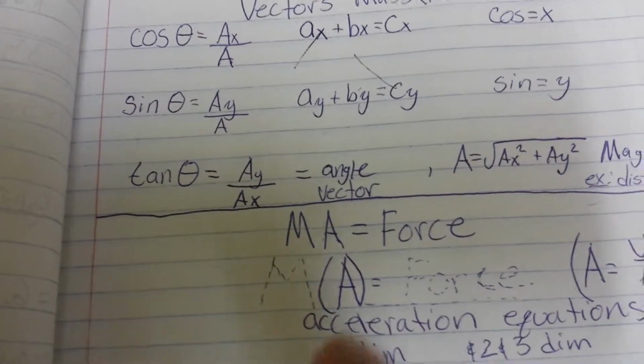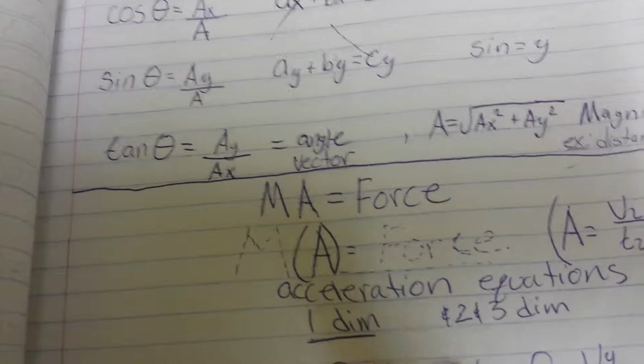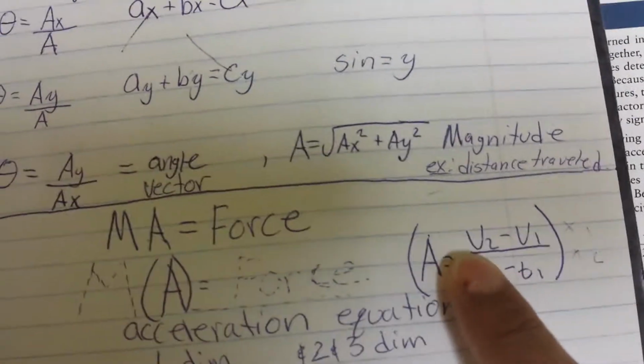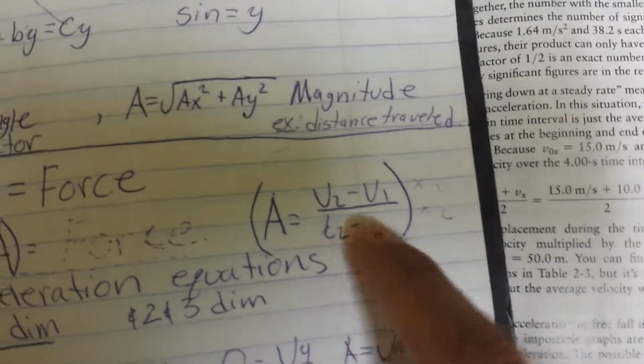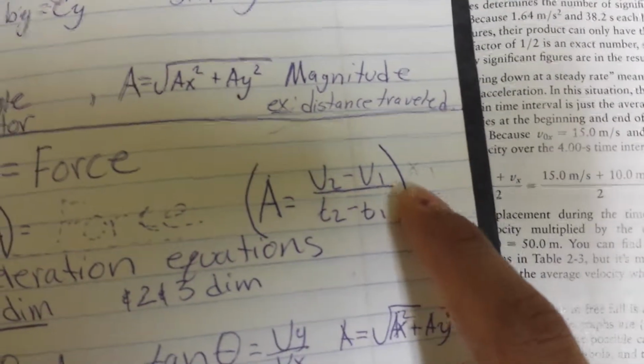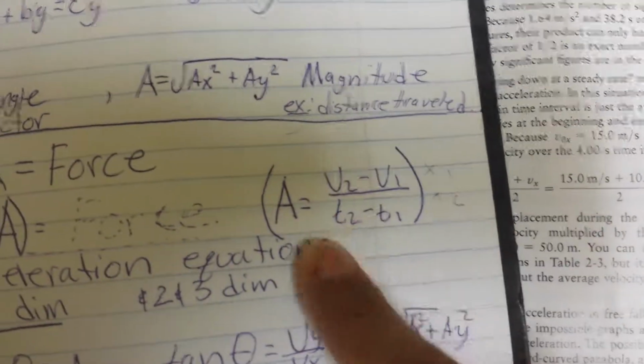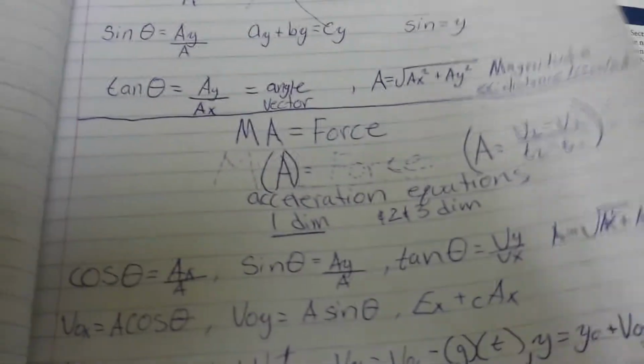So remember, a force could also be like an engine. You have a mass, the engine's traveling at a certain acceleration or velocity. Acceleration, this is your basic acceleration equation, the v2 minus v1, or delta v over delta t, same thing.